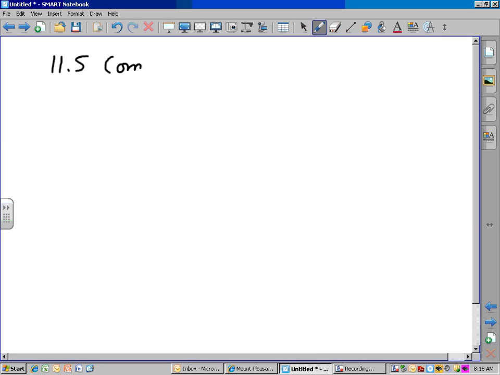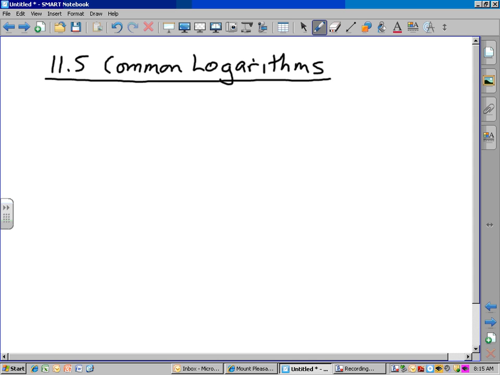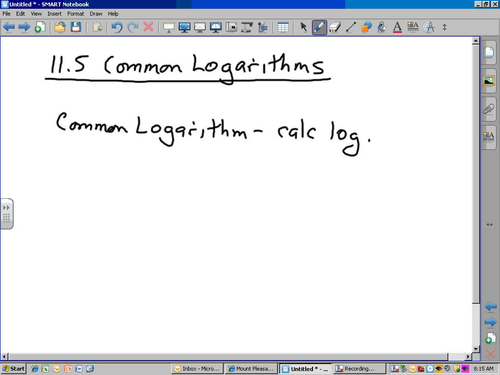11.5 common logarithms. Common log is your calculator log. That's log base 10 of something.